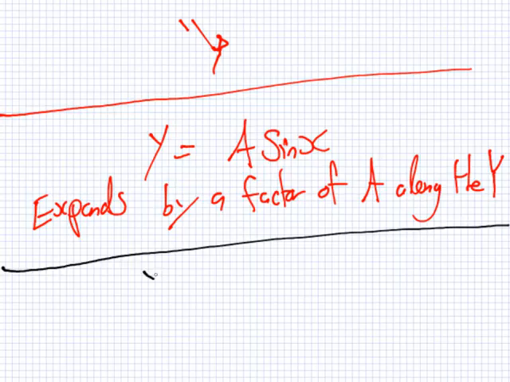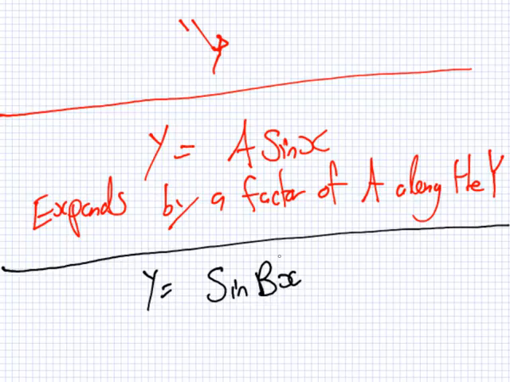Okay, the next one, y equals sine bx. Does anybody know the effect of the b? Give me the verb that describes the change in the shape. What happens to the graph? How would you describe it? Squeeze, contract, squish, smush. What else? That's the one I'm looking for.